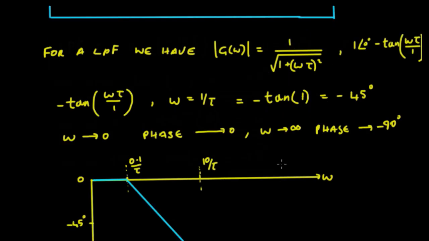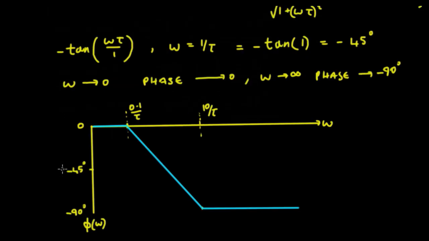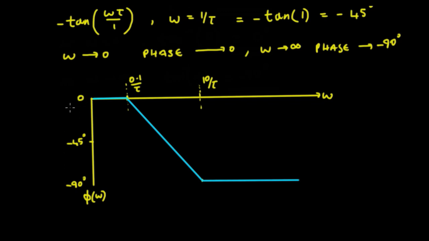Now as omega tends towards 0, the phase is going to be 0. And also when omega tends towards infinity, when omega is large, then the phase is going to be the inverse tan of a large value, which is going to tend towards minus 90. So it means the phase response is going to look something like this here. And that's as expected because that's a capacitive circuit.